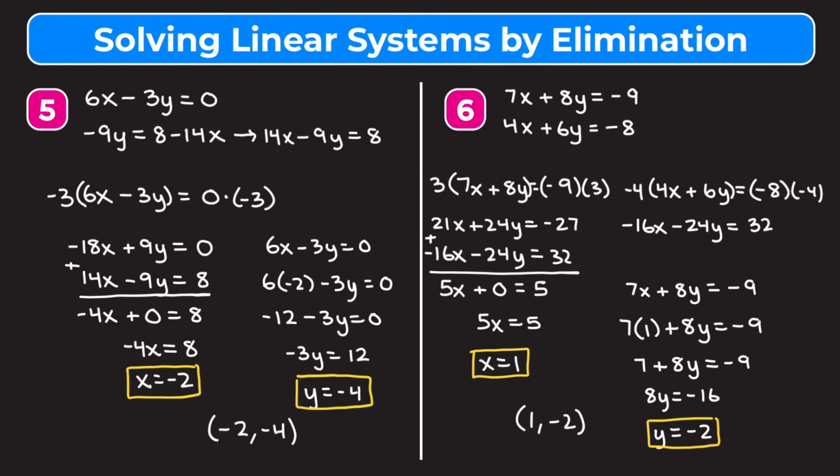So hopefully this video helped you guys learn how to solve linear systems by elimination. The key to elimination is that you have to make two of the terms basically the same but opposites. So you want to either pick the x or y terms and make the coefficients opposites, and then you want to add down so that you can eliminate that variable.